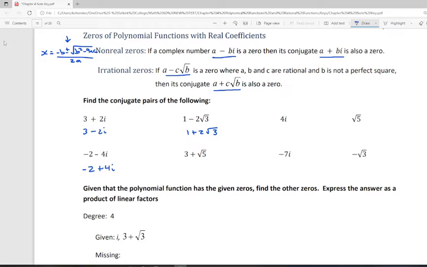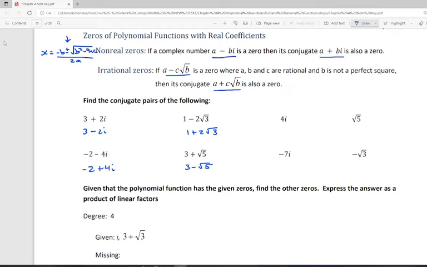Should have said pause the video. So the conjugate pair of 3 plus root 5 would be 3 minus root 5. Okay, so now what if, for example, the b was 0? What if there was no b term? And so you ended up with just this nice imaginary number that's not complex. It's just a pure imaginary number.